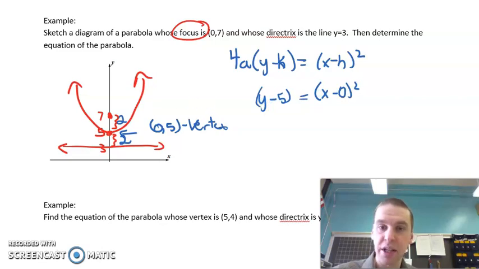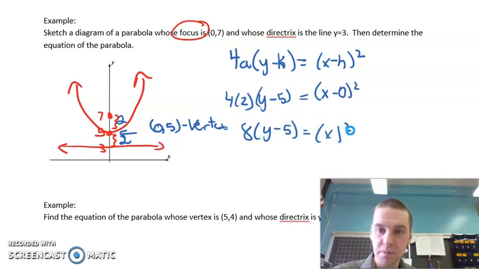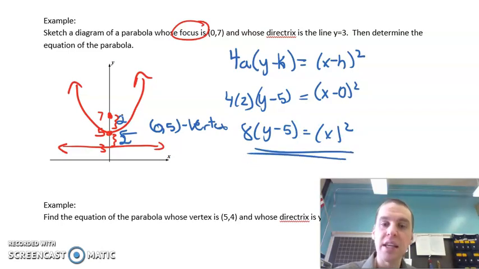The last thing I need to plug in is my a value. Well, my a is the distance between the vertex and the directrix, and vertex and focus. Sorry, this is vertex and focus here, vertex and directrix, which I know is 2. It's opening upward, so it's positive 2, and I'm done. I don't need to put the minus 0 in because anything minus 0 is itself. There it is. That's it. The key here is remembering vertex to focus, vertex to directrix.